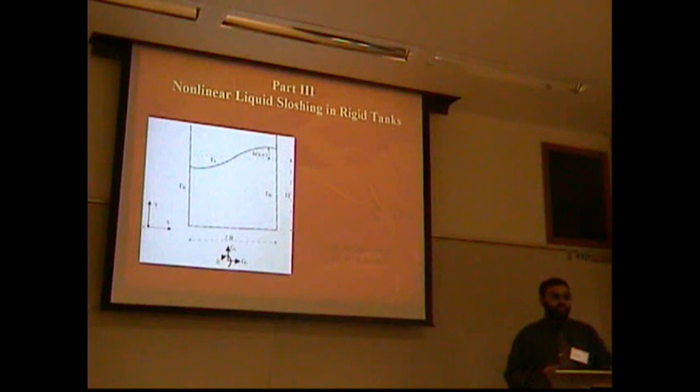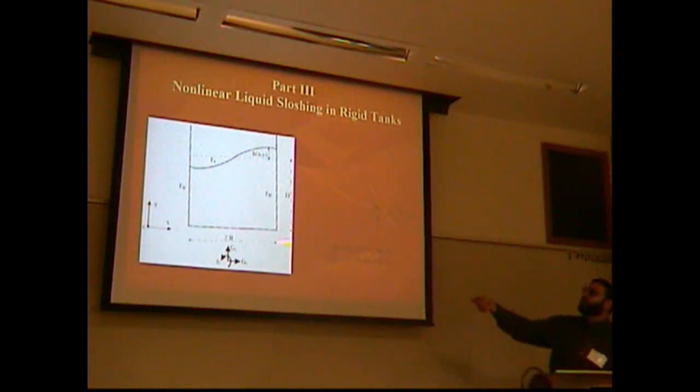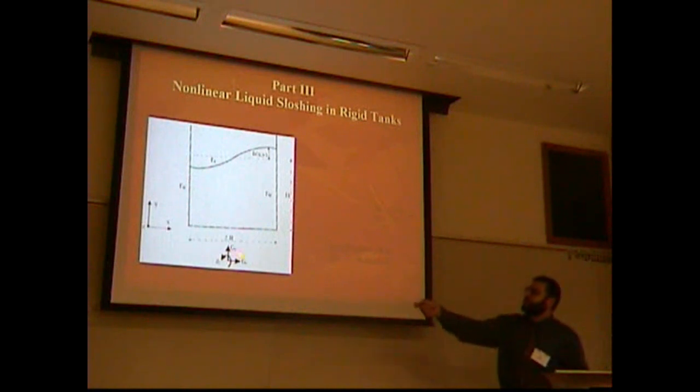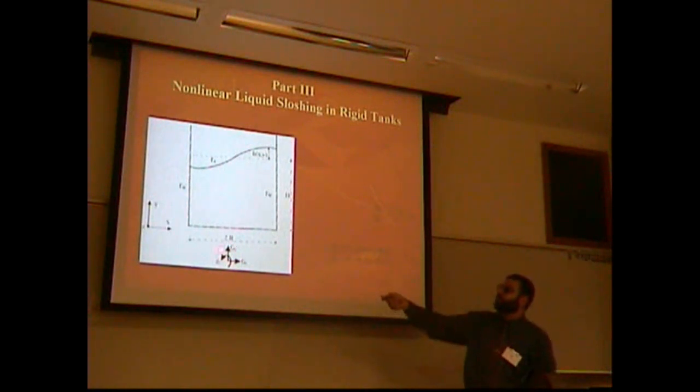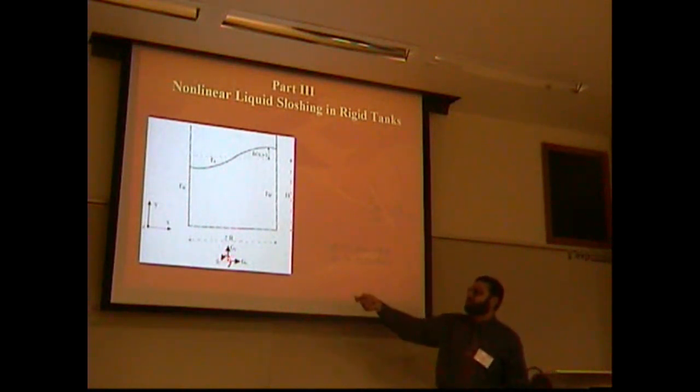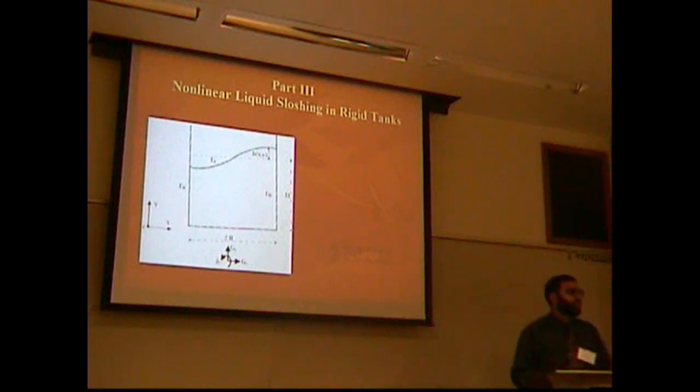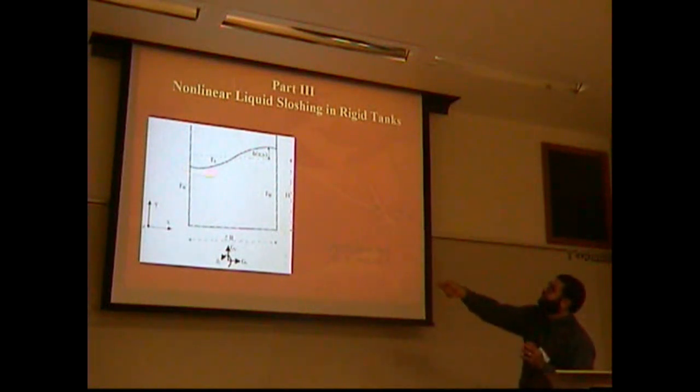Third, the liquid itself. And in order to eliminate the structure, we assume that the tank is rigid. And these are the 3 degrees of freedom that describe the motion of the tank because it's a rigid tank: X, Y, and rotation, and all its rigid body. To eliminate the tank degrees of freedom and the liquid structure interaction and just focus on the liquid with the nonlinear free surface sloshing.